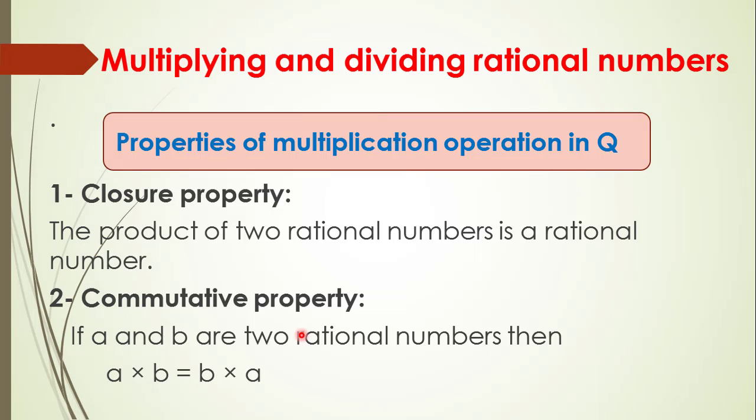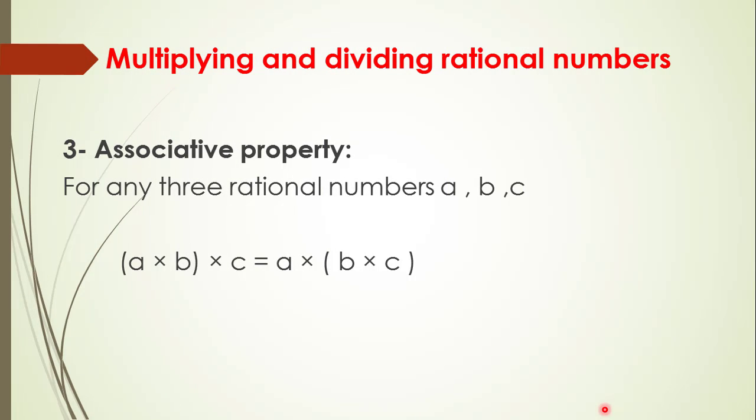In rational numbers, we have the same properties like natural numbers and integers. The first property is closure, that if you multiply two rational numbers, the result will also be a rational number. Property number 2 is commutative. It means that a times b equals b times a. Like here, if you multiply 5 over 6 times 1 over 3, it will be the same result if 1 over 3 times 5 over 6.